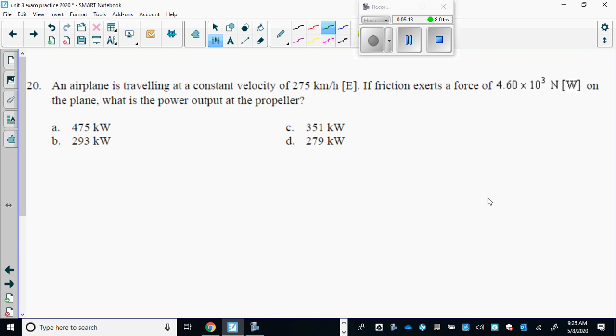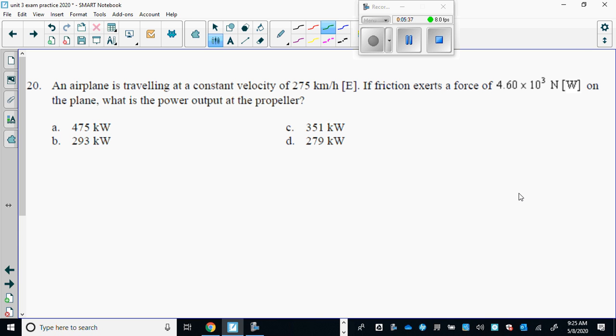Number 20. Number 20 says an airplane is traveling at a constant velocity of 275 kilometers per hour east. If the friction exerts a force of 4.6 times 10 to the 3 newtons west on the plane, what is the power output of the propeller?